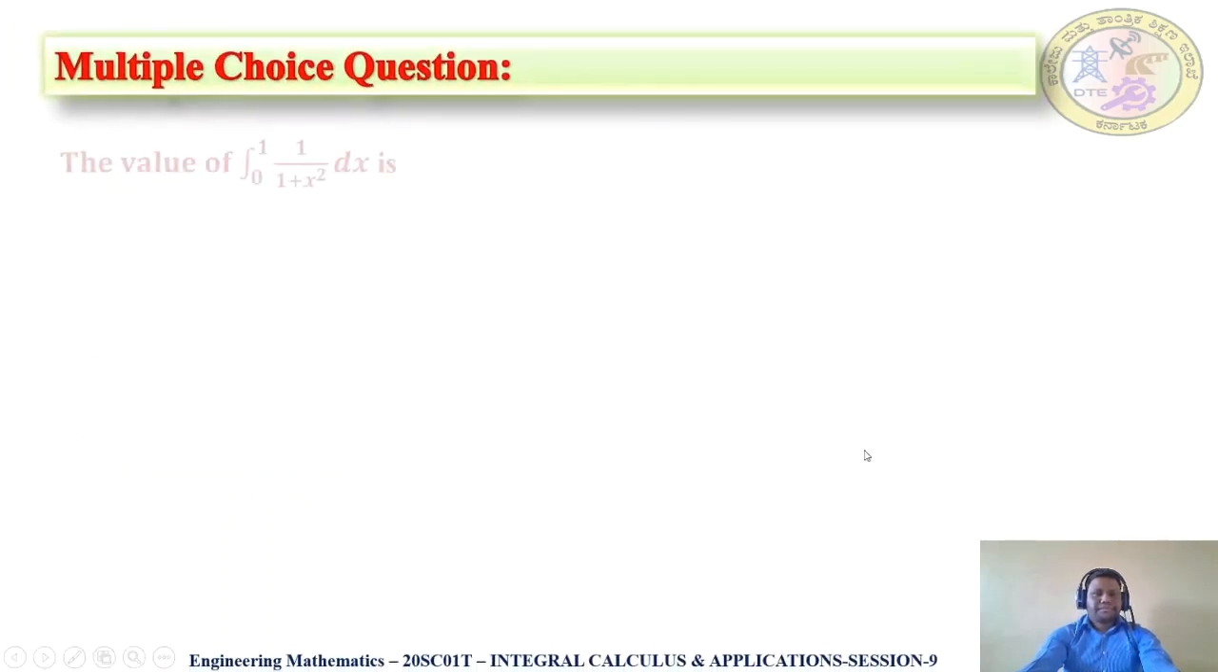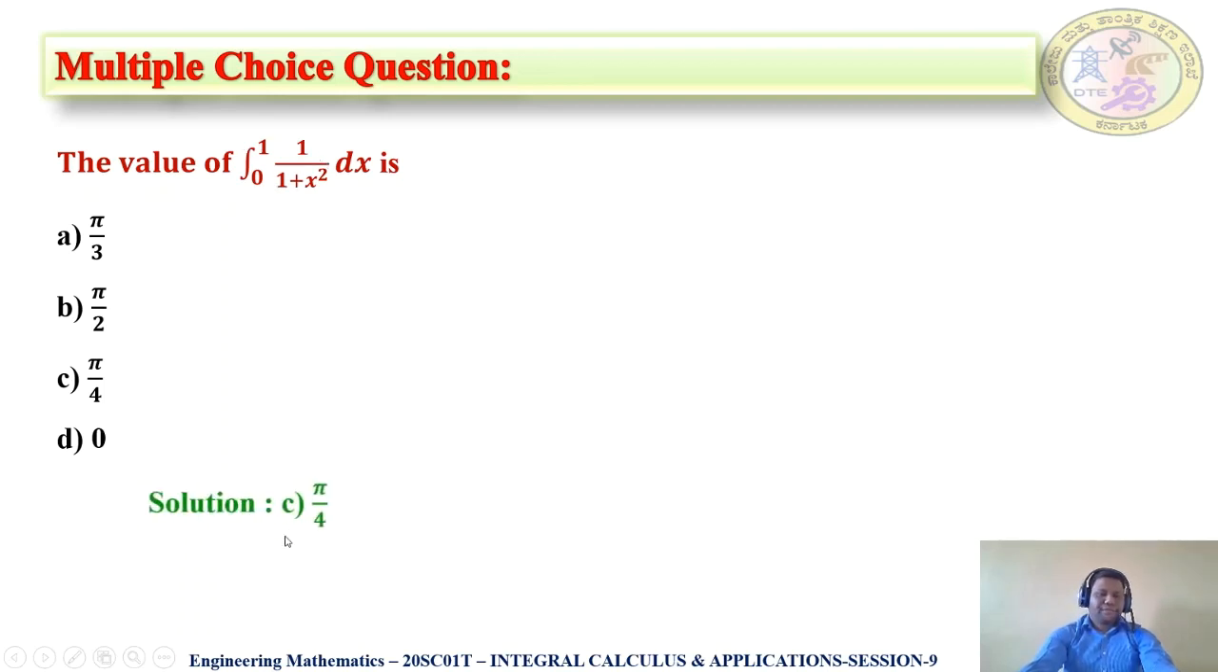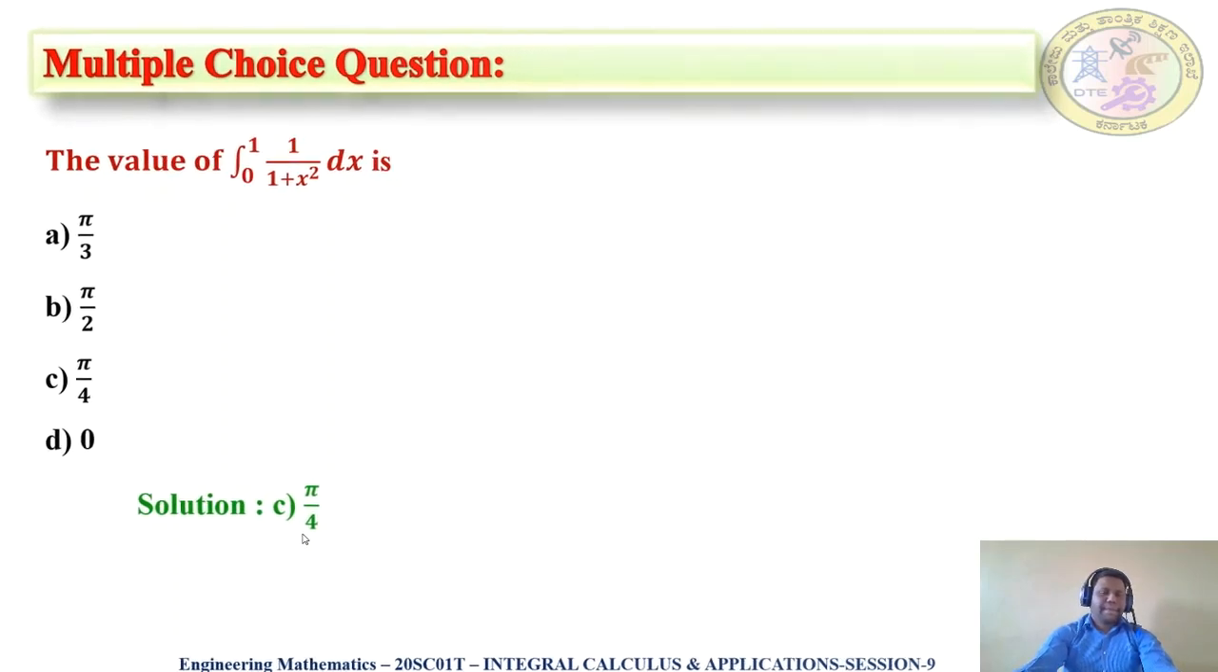Then another one is: the value of integration from 0 to 1 of 1 by 1 plus x square dx is pi by 3, pi by 2, pi by 4, and 0. So here 1 by 1 plus x square means it is tan inverse of x. Integration of 1 by 1 plus x square is tan inverse of x. Tan inverse of 1 minus tan inverse of 0, and tan inverse of 1 is pi by 4. That is option C, pi by 4.